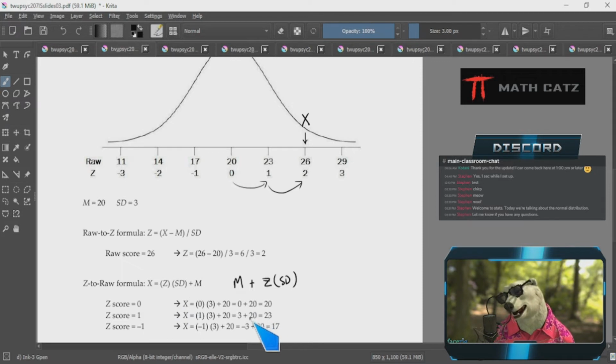If my z-score is 1, plug it into the formula if you don't want to think this formula, or think about taking a step away from the mean. What is my step? 1 standard deviation step. So I should get 23. Taking a 1 standard deviation step to the left, the calculation does exactly that and gets me to my raw score of 17. So I can go back and forth between these. They have the same information.